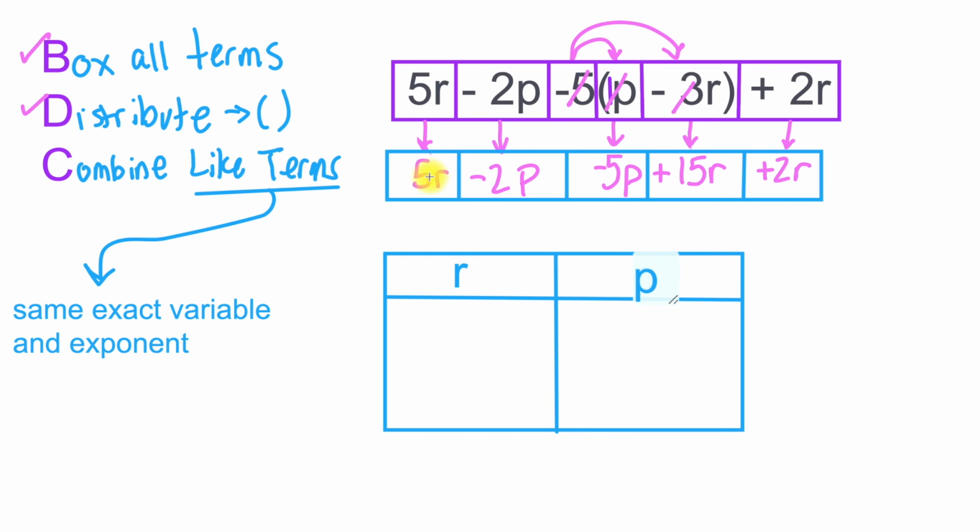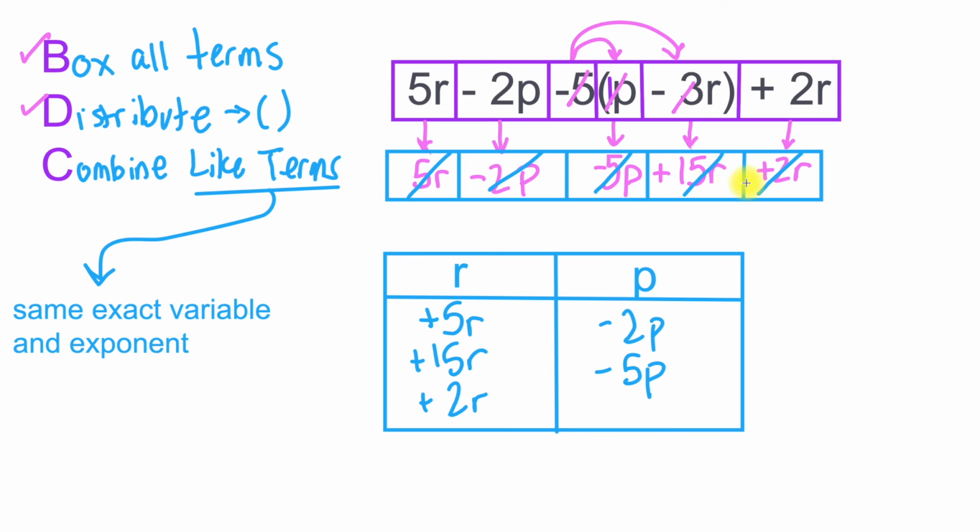Okay. So let's take a look at the terms that we have, starting with this one here. We've got 5r, and we'll cross it off and put it in the r column. We'll make it positive 5r. We've got negative 2p. That's a p term, so we're going to put it in the p column. So that's going to be negative 2p. Now we've got negative 5p. That's another p term, so we'll put it in the p column as well. That's negative 5p. We've got positive 15r, so we'll put that in this column here and cross it off. And we have positive 2r. We'll cross this off, and we will put it here. We no longer have any terms. We're all done putting terms into the term table, I guess we could call it.